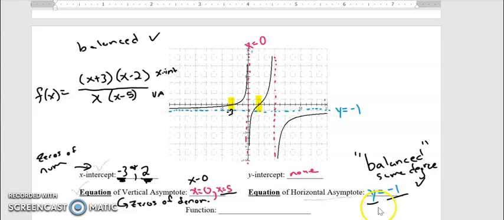But leading coefficients, ratio of the leading coefficients needs to be -1. So I'm going to make that -1 over 1. Now the ratio of our leading coefficients is -1. So now we have the correct horizontal asymptote.